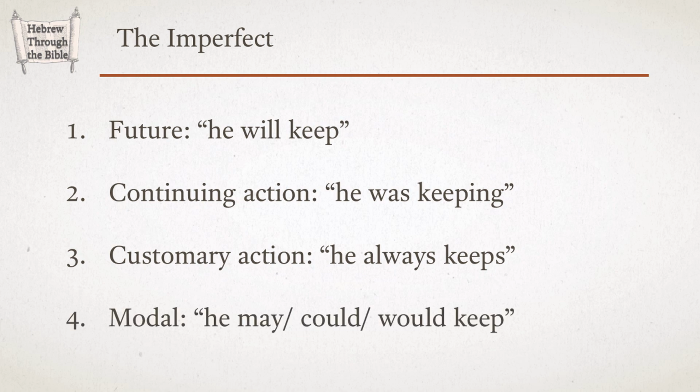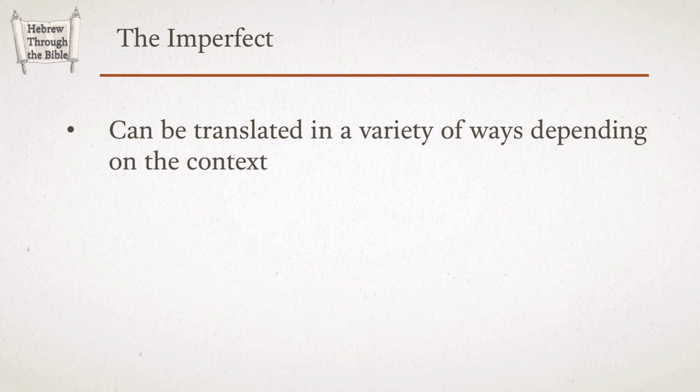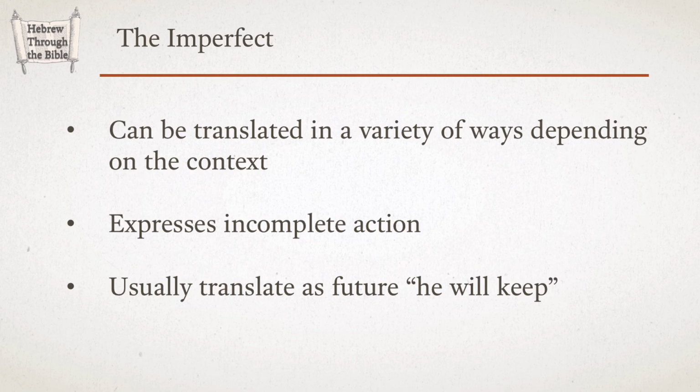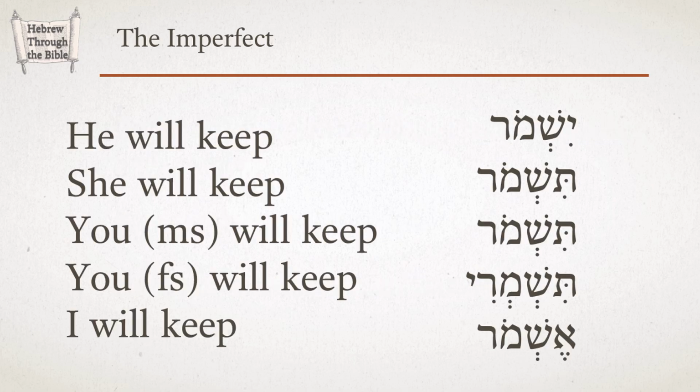The imperfect can also have a modal nuance. That is, you can translate he may keep, or he could keep, or he would keep. Hebrew has no other words to express may or could or would. This all comes from the imperfect. So an imperfect can be translated in a variety of ways depending on the context. The imperfect, however, always expresses incomplete action, and for our beginning purposes, we can usually translate as a future, he will keep.